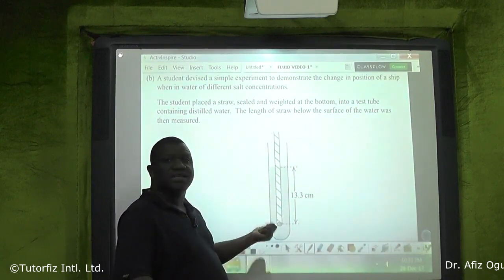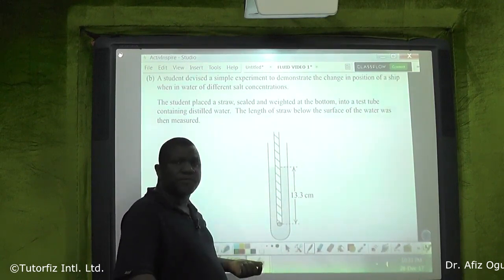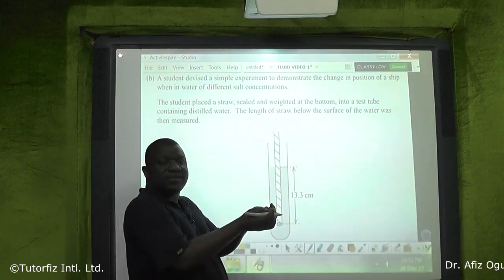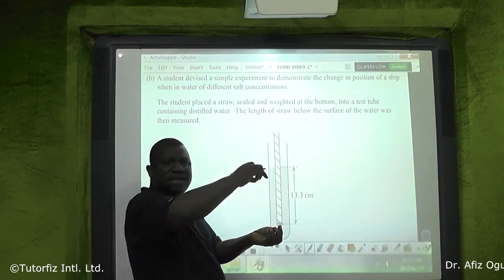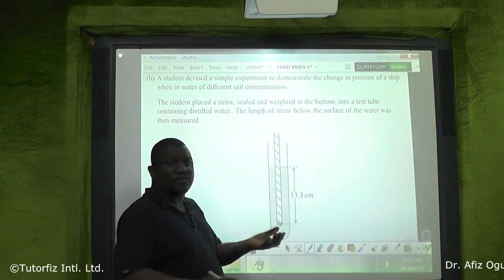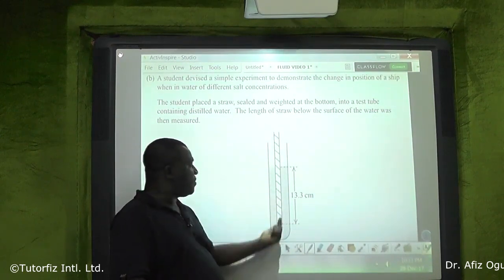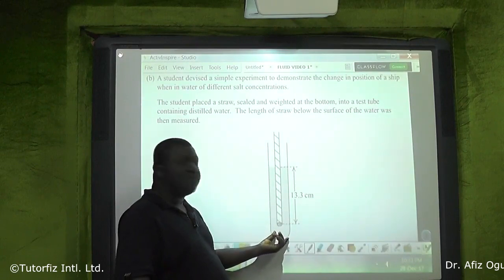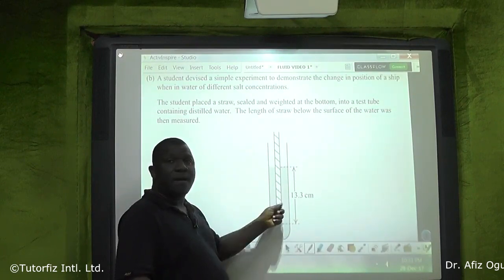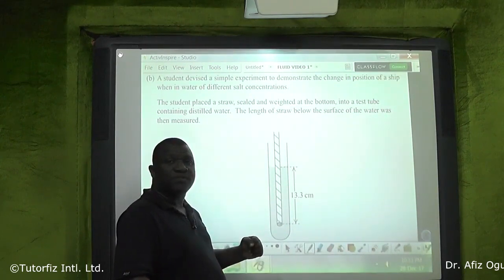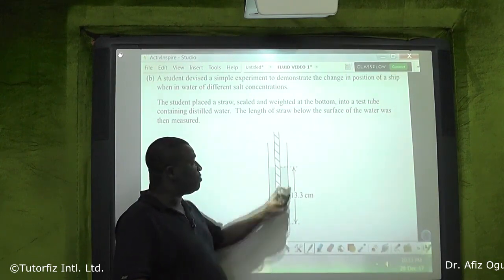He now got a straw, the one you use to drink. Then he sealed it at one end and put some heavy object like stone or sand there to make it a little heavy. And he dropped it here. So because of the weight of the straw now, it will displace some water.